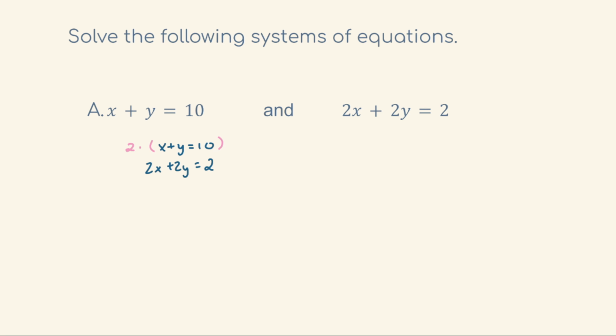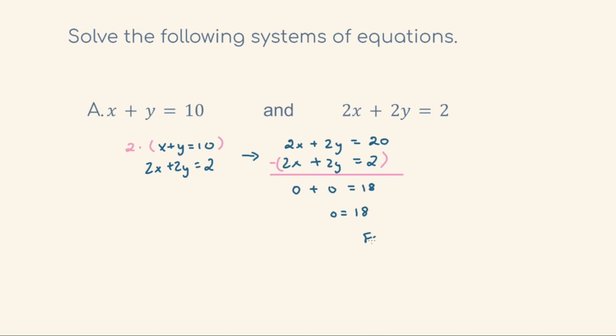Okay, remember it's the whole thing by 2, all right? Not just the left side. So this gives me 2x plus 2y equals 20. And then here we're going to have 2x plus 2y equals 2. And now we can subtract, okay? 2x minus 2x is just going to be 0. And 2y minus 2y is just going to be 0. And 20 minus 2 is equal to 18. So we get 0 is equal to 18, and this is false. So in this case, this has no solutions.